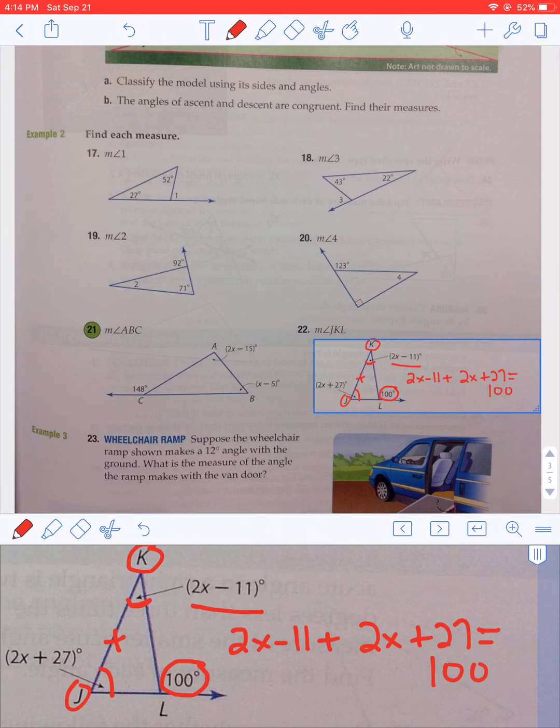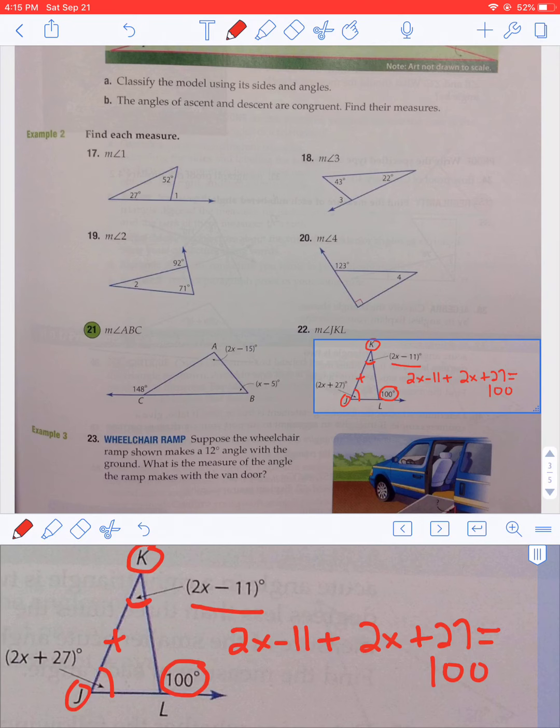Now, if my exterior angle was like 100 plus x, it wouldn't matter. I would still take the sum of the two remote interior angles and set them equal to the exterior angle. Whatever it is, whether it's a number or an expression, you're just going to follow that theorem and then substitute in what they give you. Okay, and then go from there.